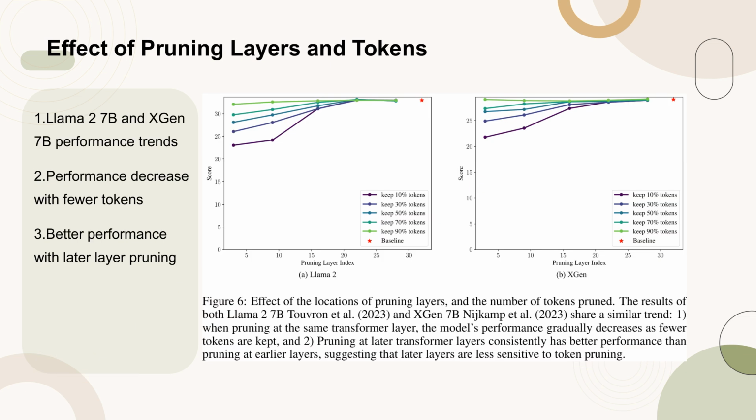Figure 6 illustrates the impact of pruning layers and the number of tokens pruned on model performance. It shows that both Llama 2 7B and XGen 7B exhibit similar trends. As fewer tokens are retained at the same transformer layer, model performance gradually declines. Additionally, pruning at later transformer layers consistently results in better performance compared to earlier layers, indicating that later layers are less sensitive to token pruning.